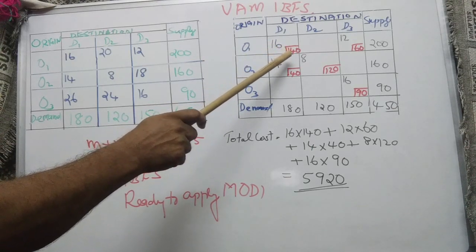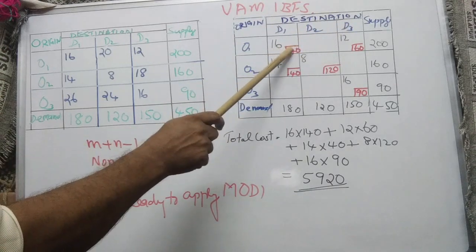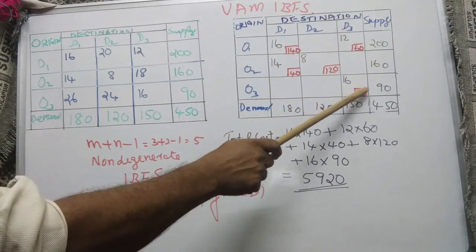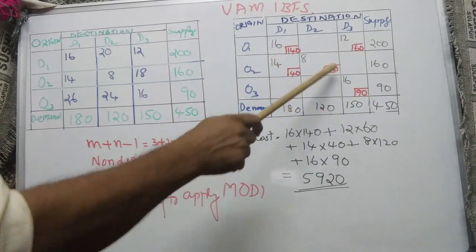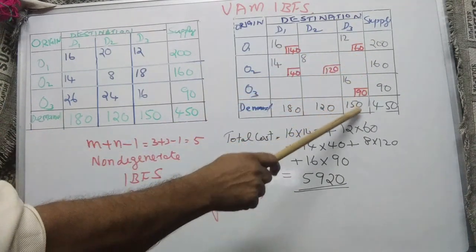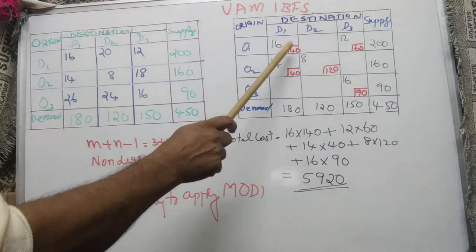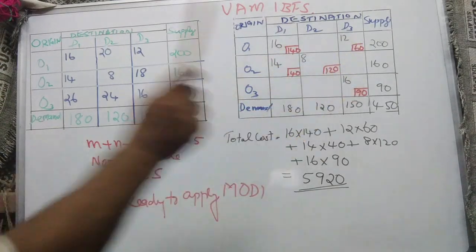16, 140 is the allocation. Then look for this total. 140 plus 60, 200. 40 plus 120, 160, 90. 140 plus 120 plus 60 plus 90, etc. This is an initial basic feasible solution. How many allocations? 1, 2, 3, 4, 5.